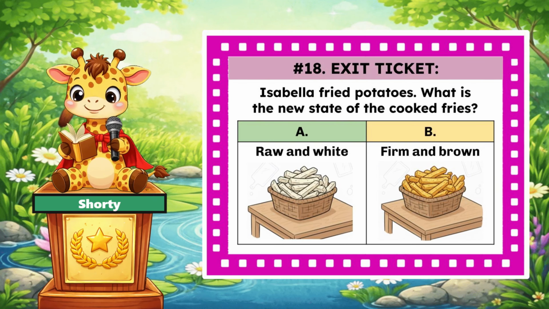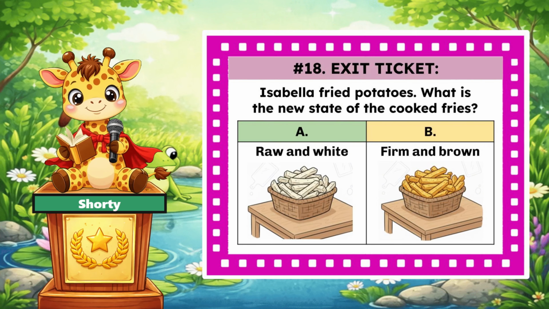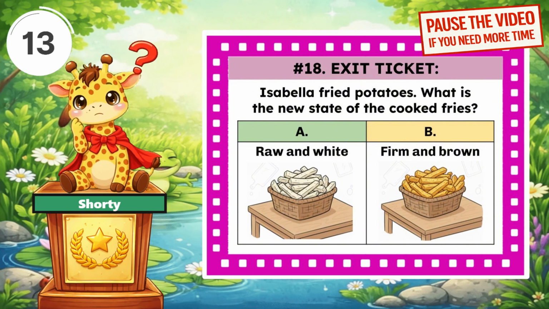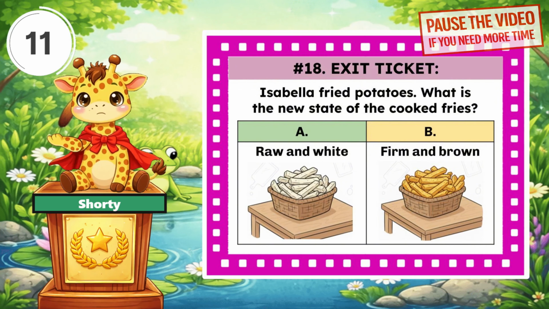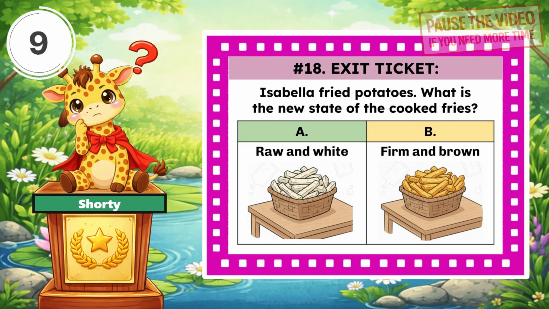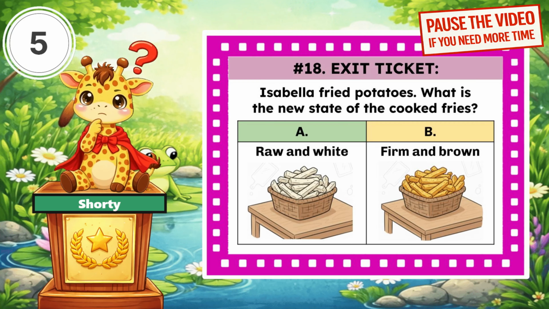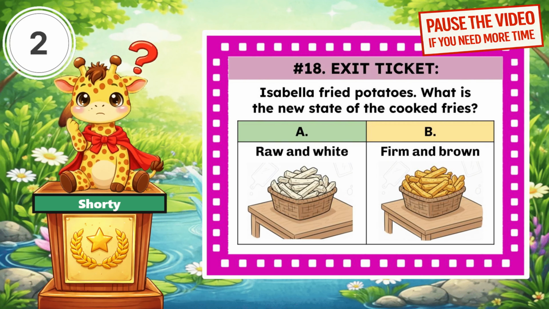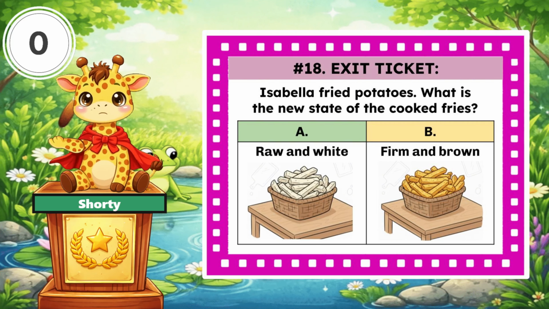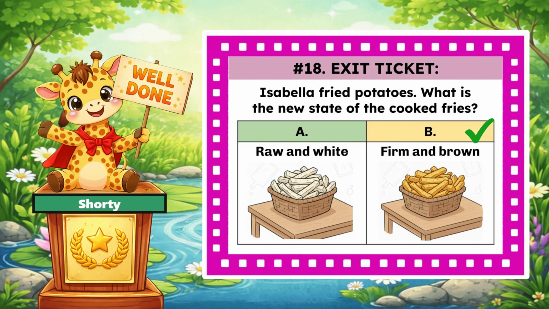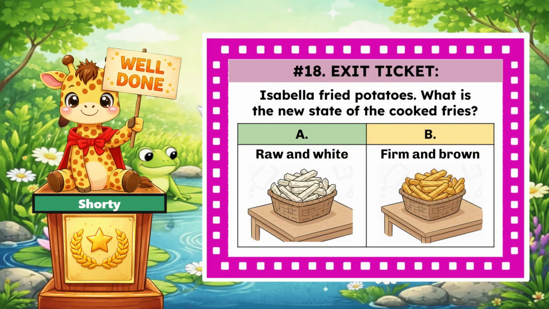Isabella fried potatoes. What is the new state of the cooked fries? And the correct answer is letter B, firm and brown.